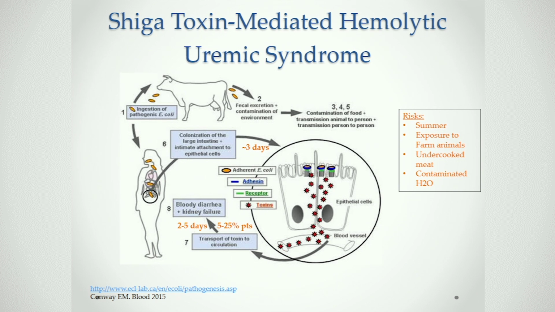Now, not everybody will develop that bloody diarrhea and kidney failure. Typically around 25% at the most of patients who get exposed to E. coli will end up with that full TMA-associated HUS.